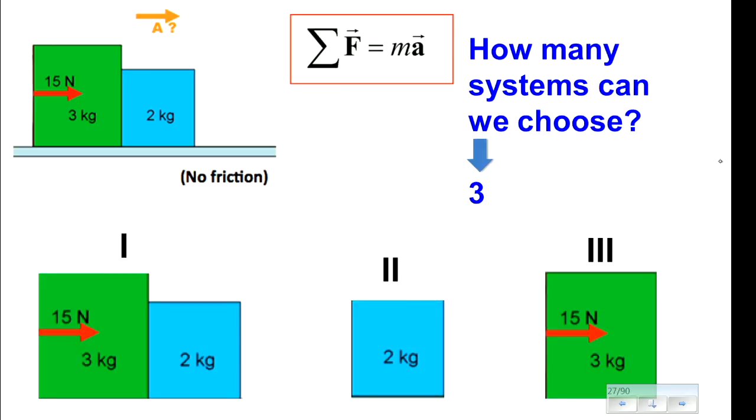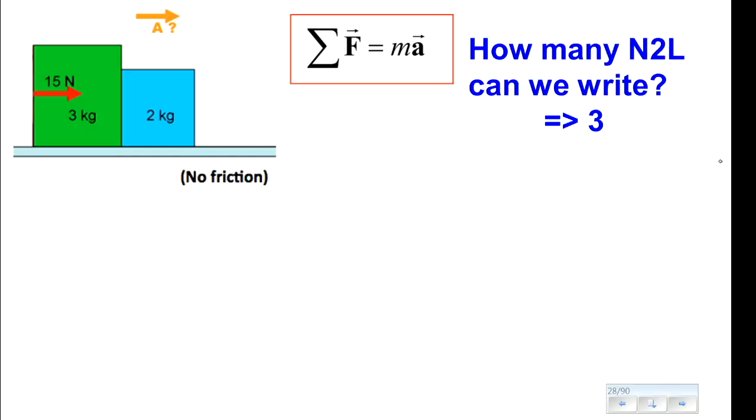And now, how many Newton's laws can we write? 3. For each system of our choice, we can write a law. So we have to choose a system and write a law. This is one, the biggest one. What is the mass of this system? 5. Combined system, combined mass.